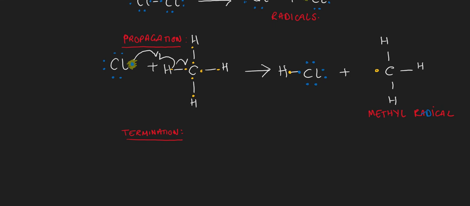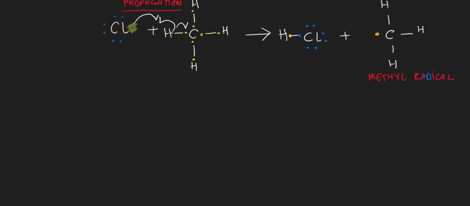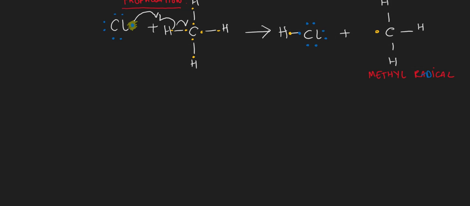Now, our propagation phase actually has 2 steps. So we're going to remove termination here for the moment, just to make life easier for us. So what's going to happen now is our methyl free radical is going to be reacted with something. So bring down our methyl radical. Again, indicate the presence of a lone electron. And this time, it's going to be reacted with our chlorine molecule.